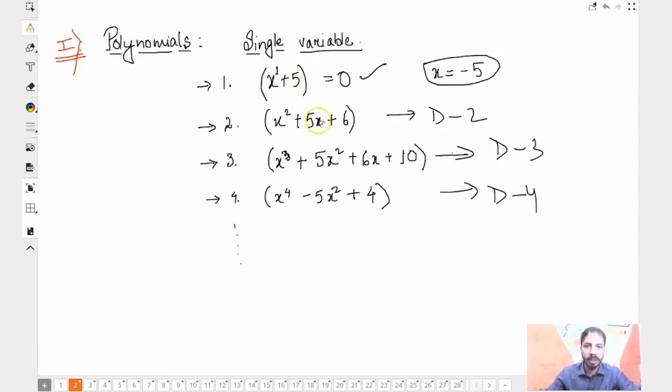So degree 1 is very simple. Now coming to degree 2, these are known as quadratic equations. Now how do you solve this? There are different techniques that we will learn to do this, and for cubic and biquadratic. So let's see what the techniques are.